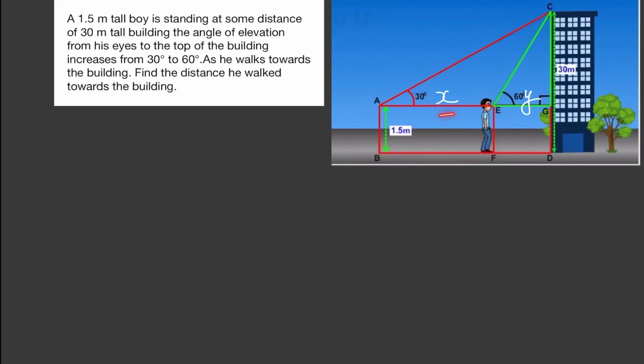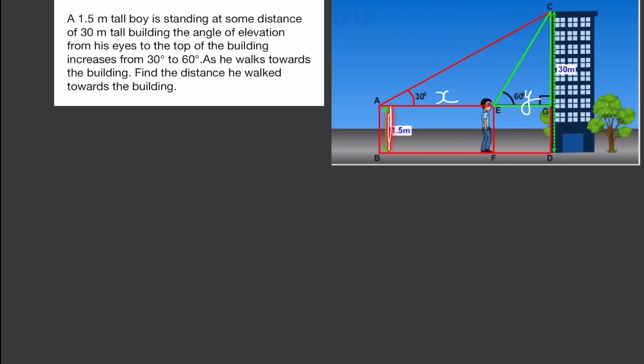To find out the x value, we need the y value, because when we consider this whole triangle, we need the value of the base. From the diagram, it is very clear that AE is equal to BF. EG is equal to FD. Hence, we will be finding the value of x, which is nothing but the distance the boy is going to walk towards the building. Coming back to the mathematical calculation.